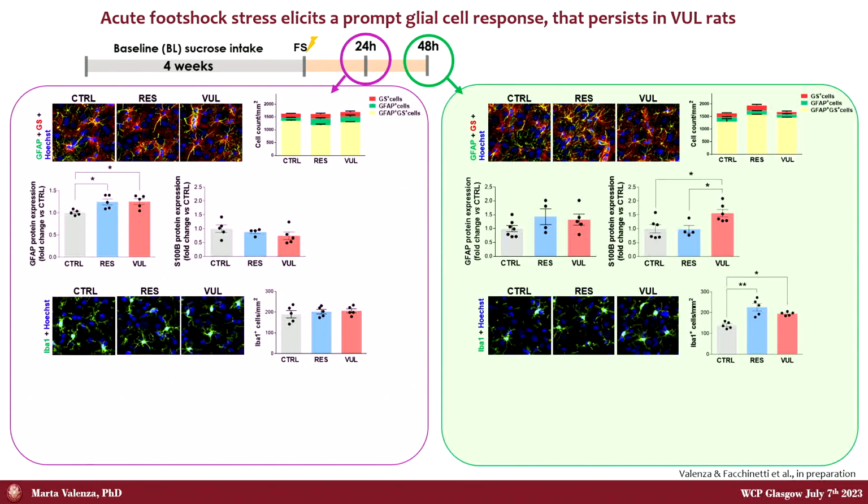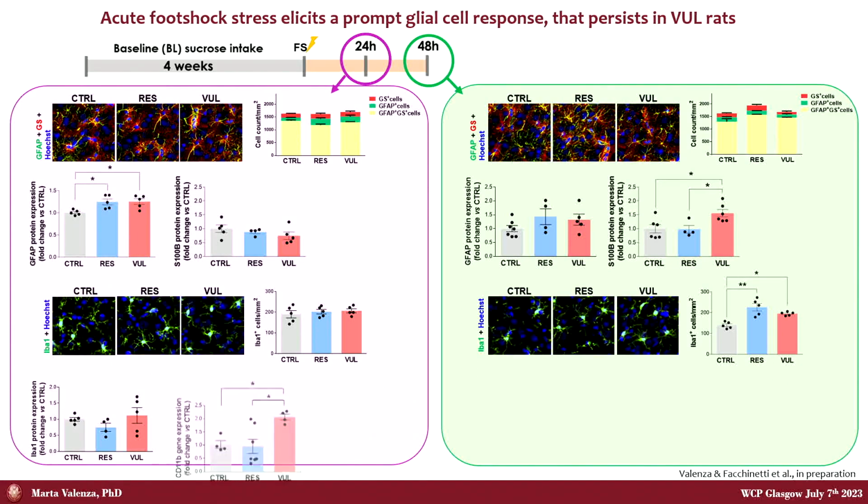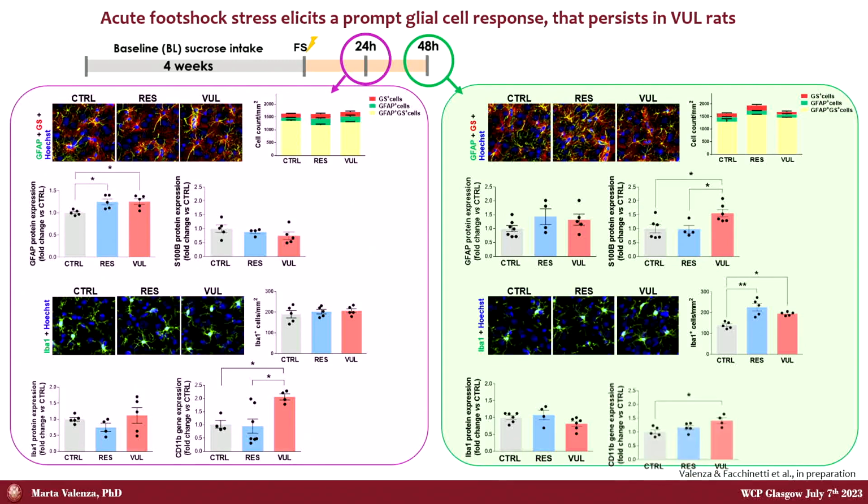stress-induced higher cell density 48 hours after stress, possibly suggesting a recruitment of microglial cells into the area. And actually, microglial cells were reactive as early as 24 hours after stress, and only in the vulnerable group.